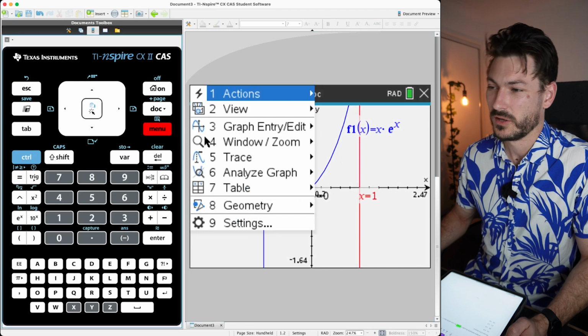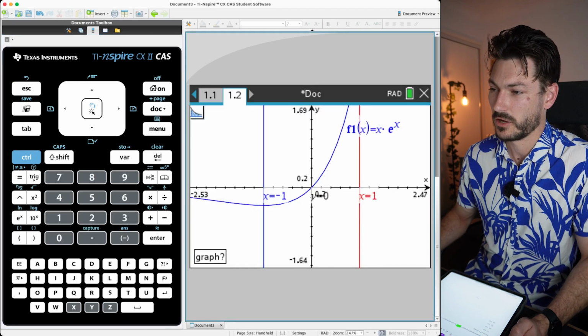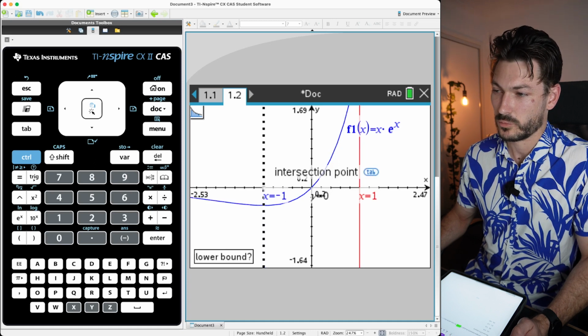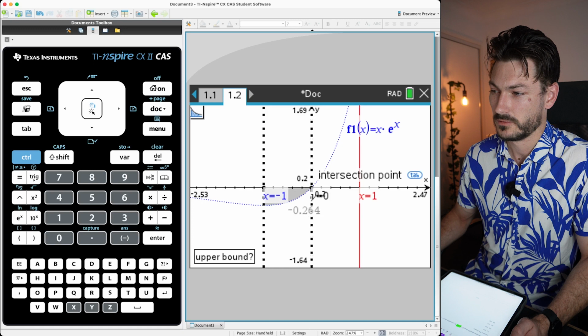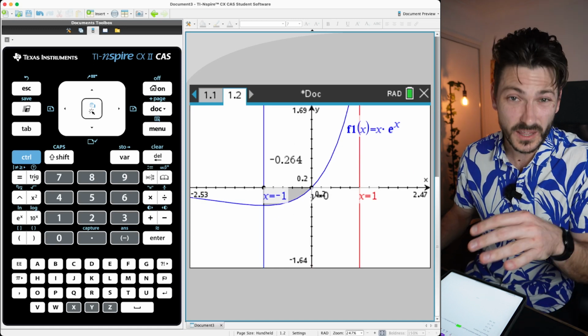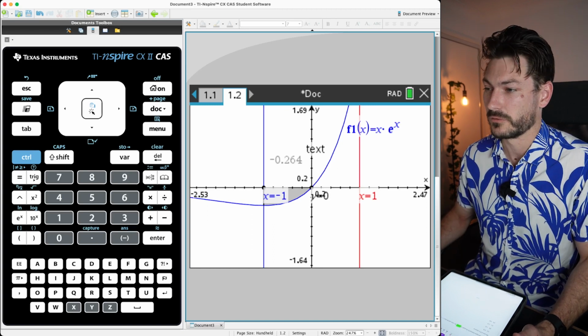So menu, analyze the graph, and we're going to go integral. First of all, select the graph. It's this graph. And I want to go from negative 1 all the way to 0. And you can see that's the area there, 0.264. It's negative because it's below the x-axis, but it's still 0.264 of an area.